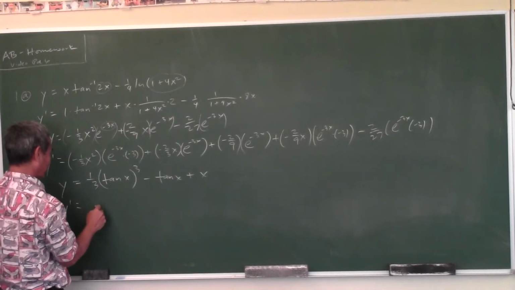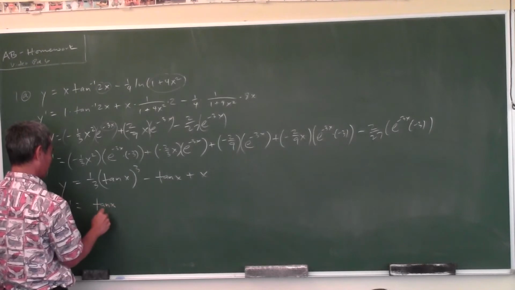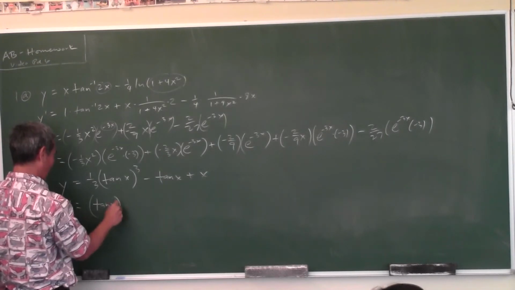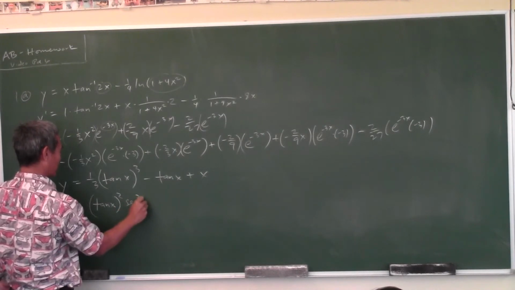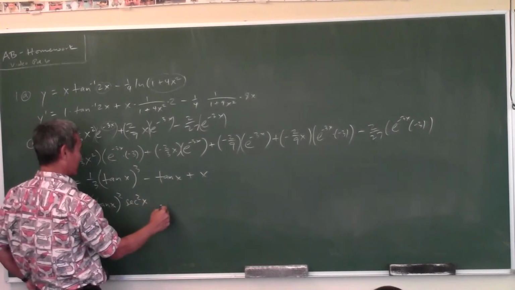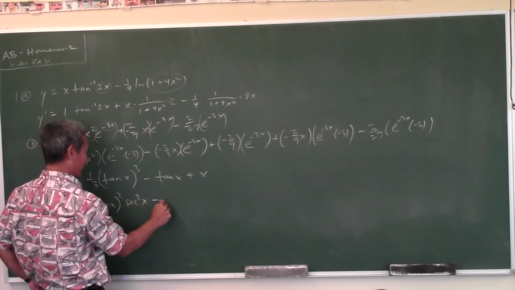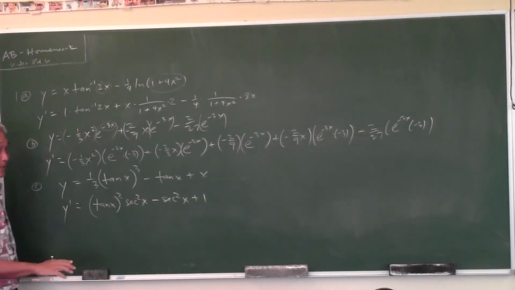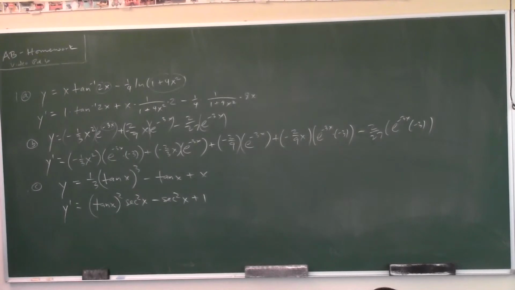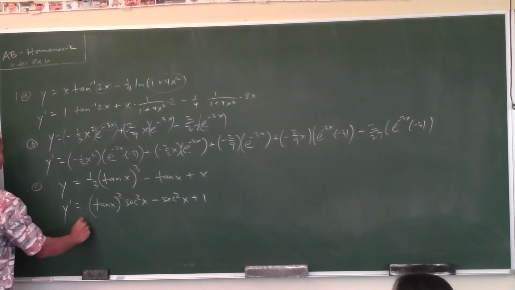Tan squared x, sorry. Okay, we can do that. Times secant squared x times 1. Minus secant squared x plus 1. Okay, now that one is pretty easy, but now you gotta simplify. Do you need me to simplify? Yes, please. Okay, now look.